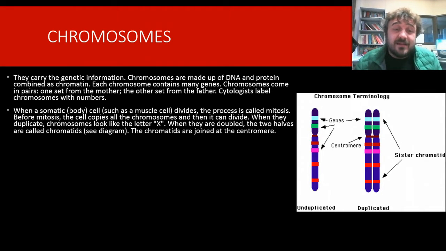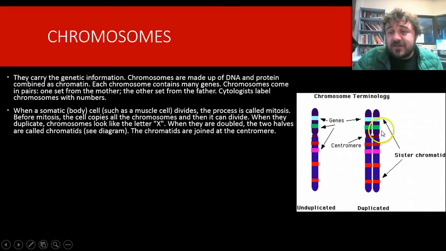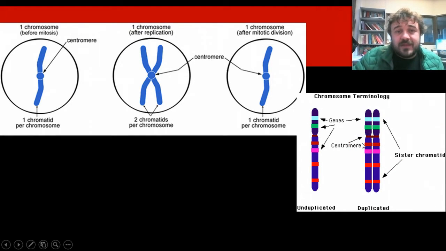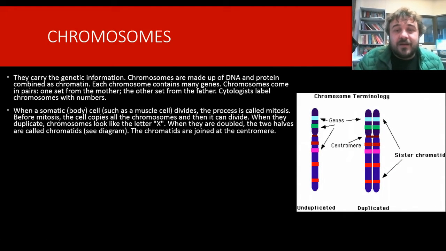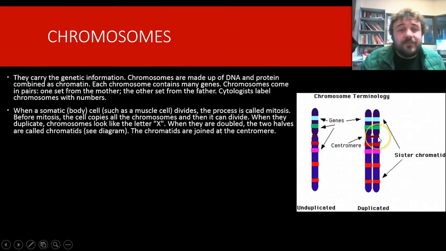So when a somatic cell, a body cell, divides, the process is called mitosis. Remember this: before division, the cell copies all the chromosomes, then it divides. And when they duplicate, they look like a letter X. There you go, looks like a letter X. But when they double, the two halves are called chromatids. Again, see that? And they're joined at the centromere.